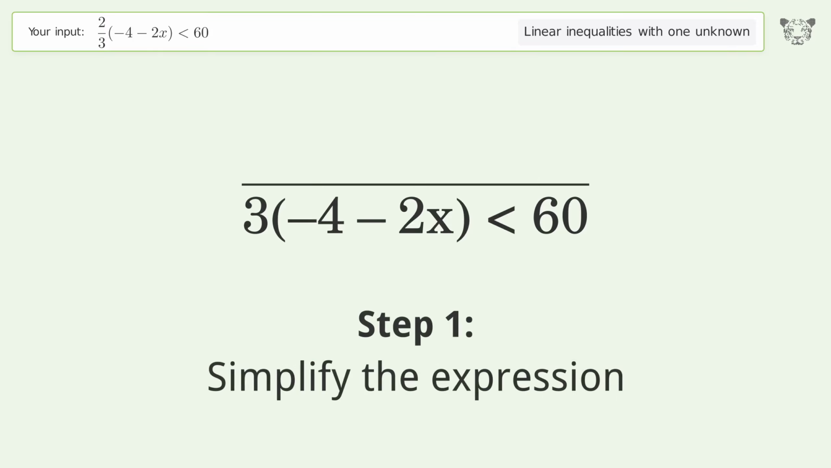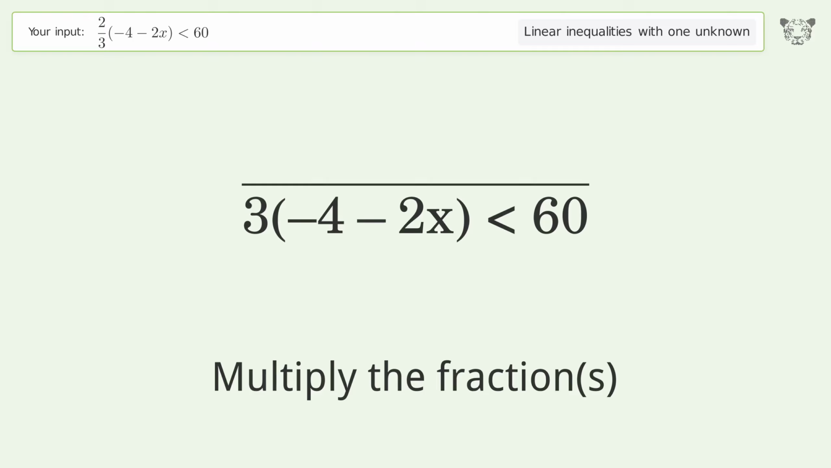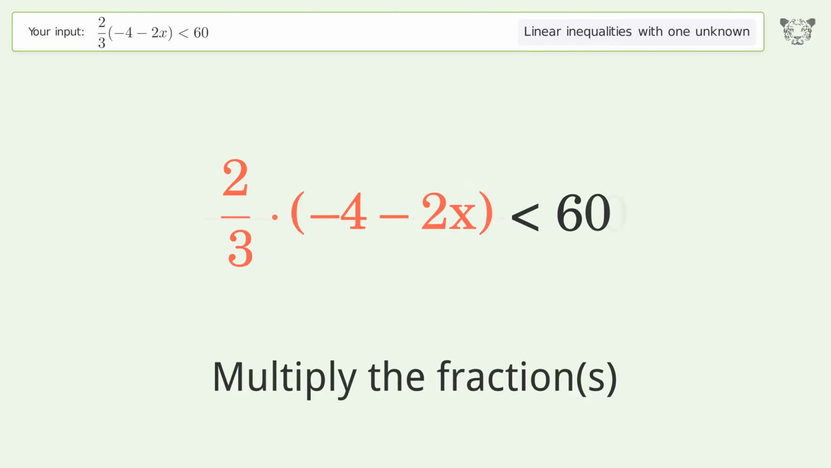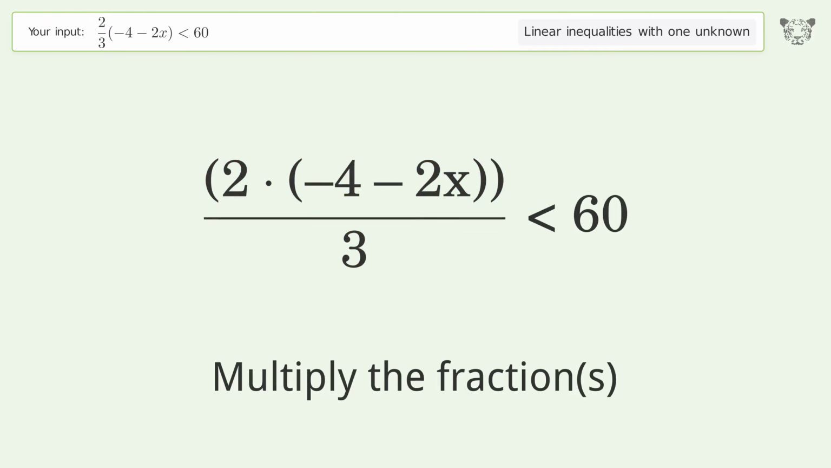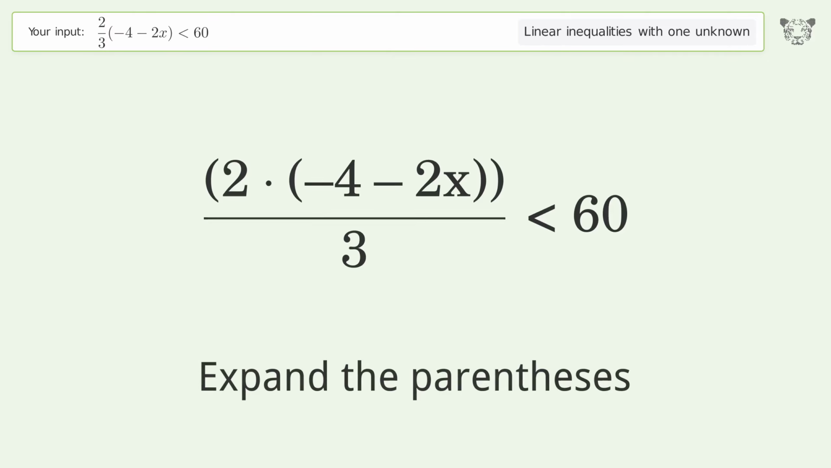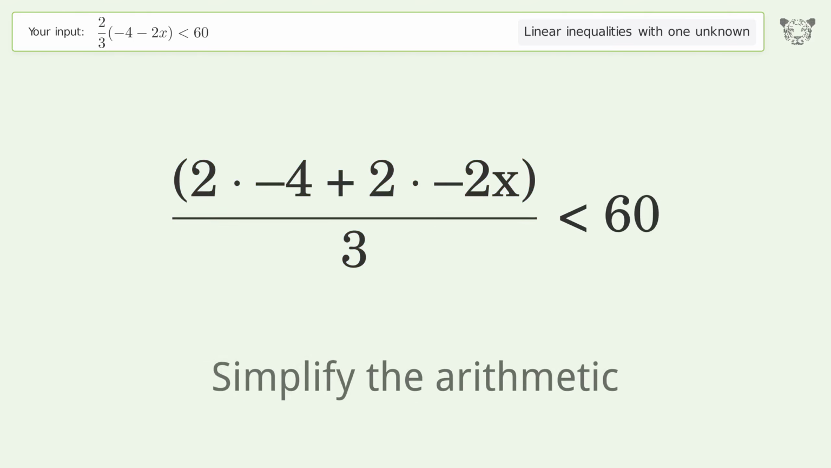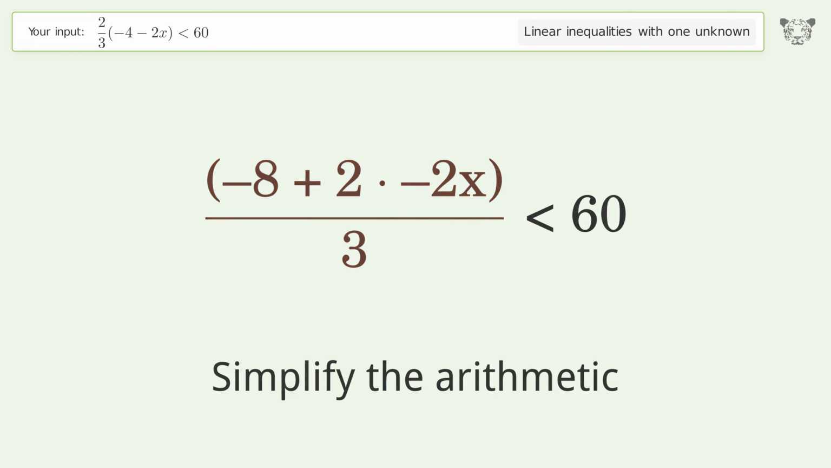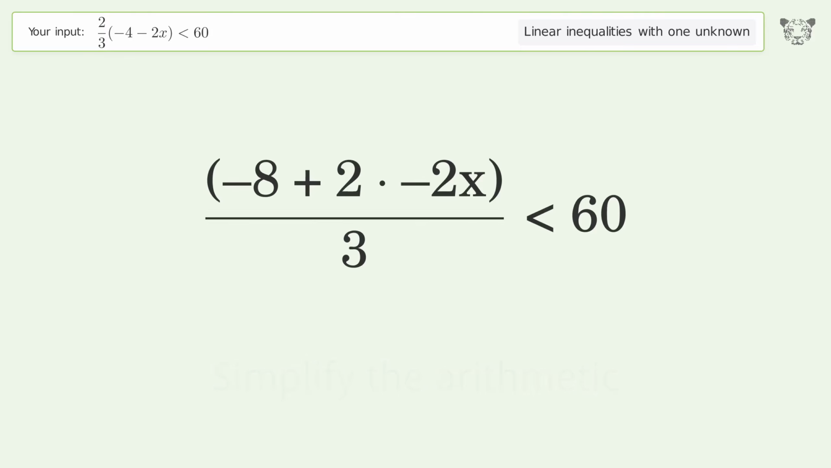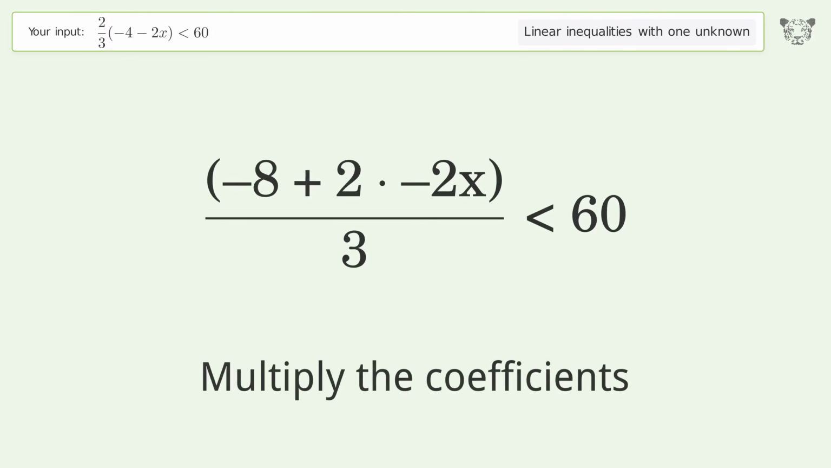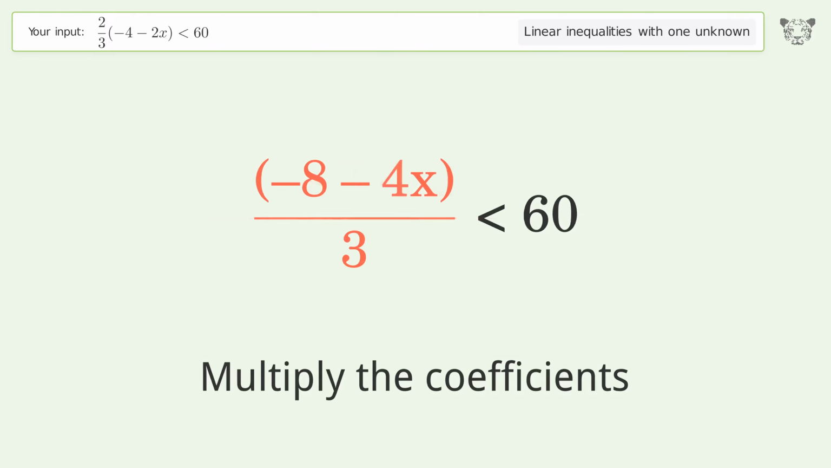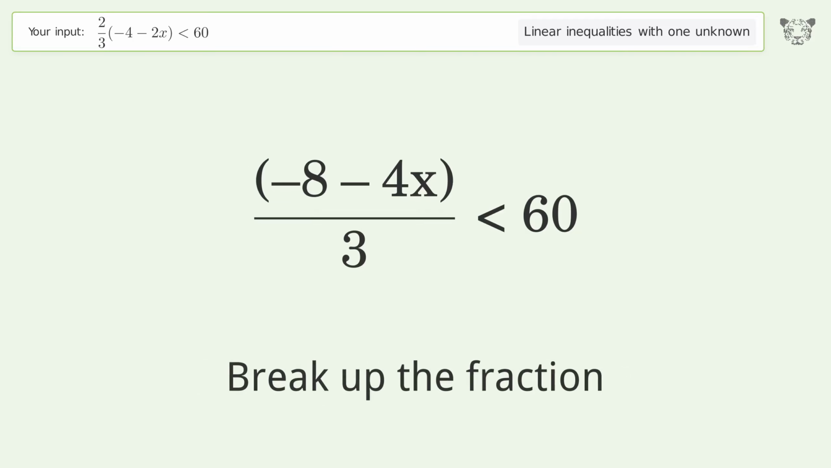Simplify the expression. Multiply the fractions. Expand the parentheses. Simplify the arithmetic. Multiply the coefficients. Break up the fraction.